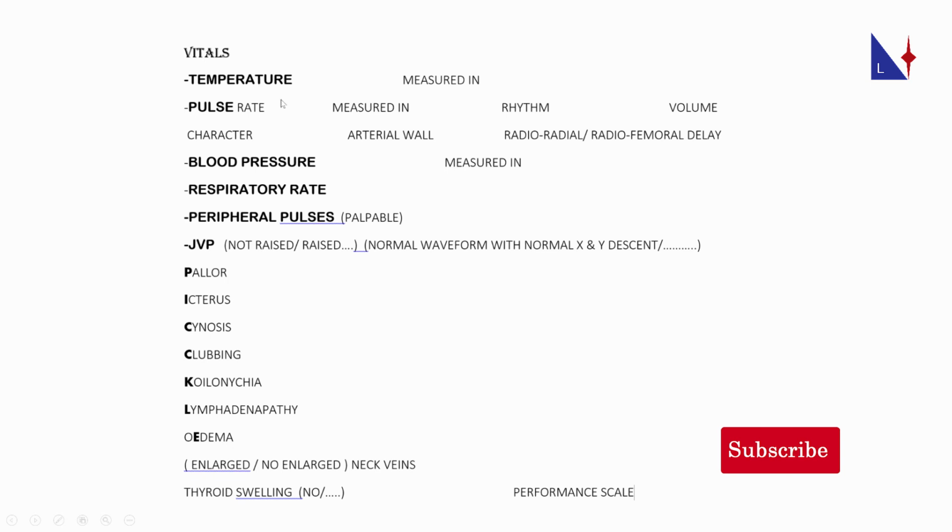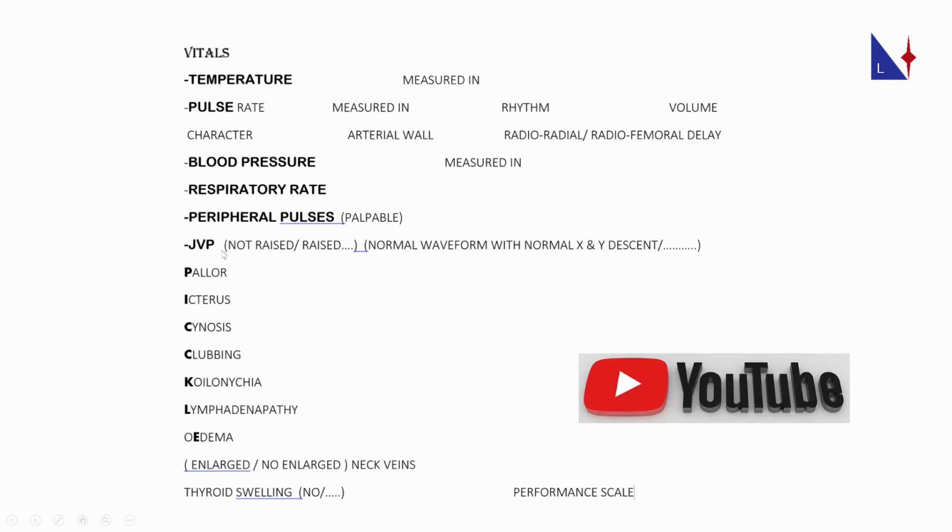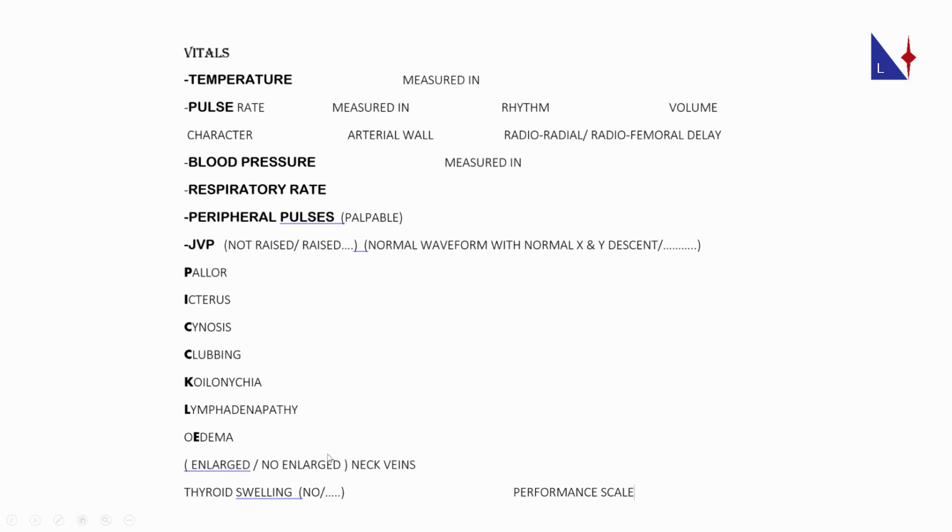Oral cavity is hygienic. Temperature is 98 °F measured in the oral cavity. Pulse rate is 80 beats per minute measured in the radial artery. Rhythm is regular. Volume and character are normal. There is no arterial wall thickening and no radioradial or radiofemoral delay. Blood pressure is 122 by 84 millimeters of mercury measured in the left brachial artery in sitting position at 45 degree. Respiratory rate is 16 per minute and it is thoracoabdominal. JVP is not raised and has normal waveform with normal X and Y descent. Icterus is present. Pallor, cyanosis, clubbing, koilonychia, lymphadenopathy and edema are absent. There are no engorged neck veins and no thyroid swelling.